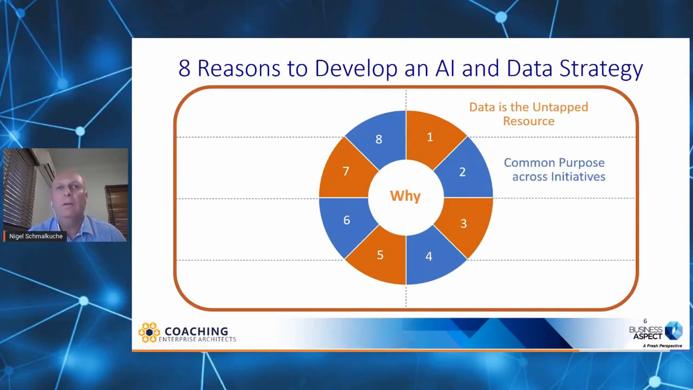So I've touched on this one already. Have that common purpose across initiatives. In order to have a successful AI and data strategy, you need to bring together all the initiatives that are out there that are creating value. Put together a strategy, link it to the goals, prioritize those initiatives, get them the right funding, ensure that they operate within their area of expertise, and it may require a combined purpose.